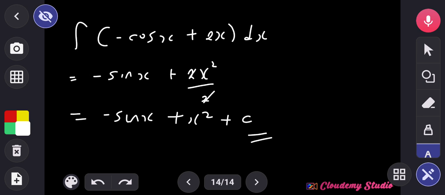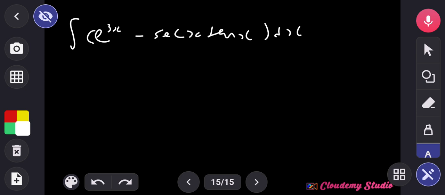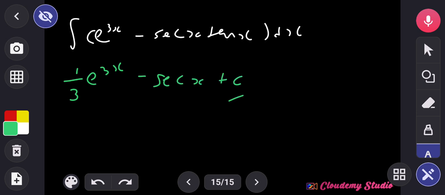What if you have a question like, integrate exponential 3x minus sec x tan x dx. This is not difficult at all. What we're going to be having is exponential 3x to give us 1 over 3 exponential 3x minus sec x tan x. The integral of sec x tan x equals to sec x. So that is sec x plus c, and that is our answer for this particular question.